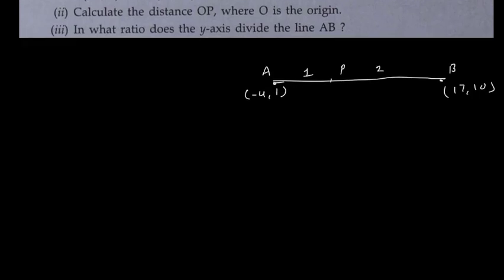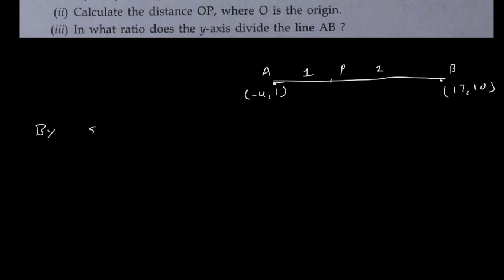in ratio 1:2. So let me first consider this as point A and this as point B, and there is this segment AB. We have to find the coordinate of point P. Say here we have a point P. This point divides AB in ratio 1:2. The coordinate of A is -4, 1 and the coordinate of B is 17, 10. Now P is dividing AB in ratio 1:2. We have to find the coordinate of point P.